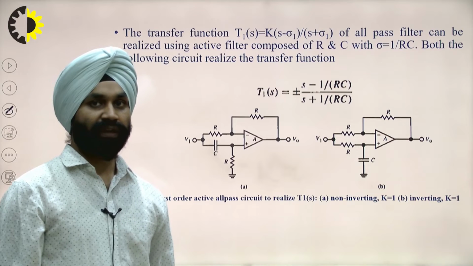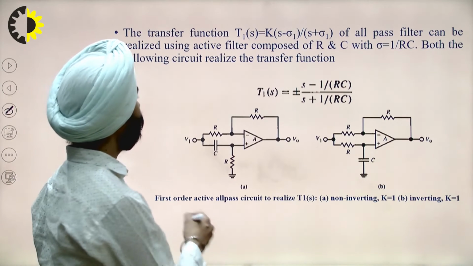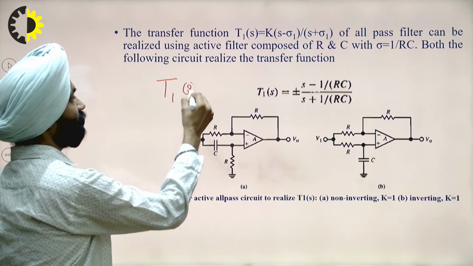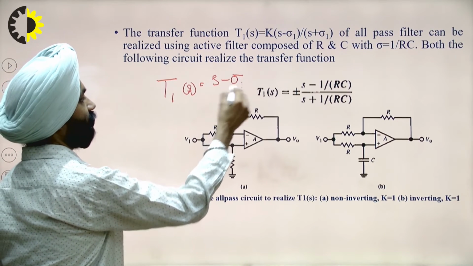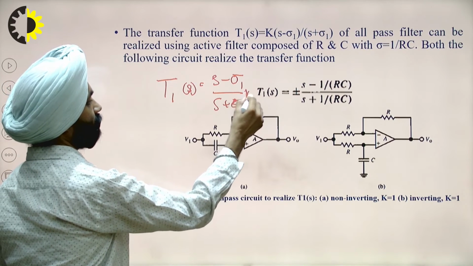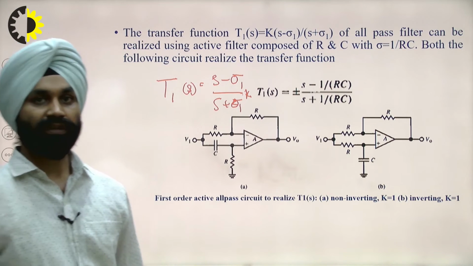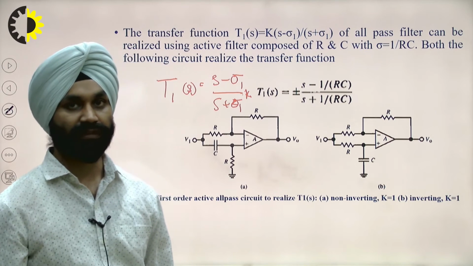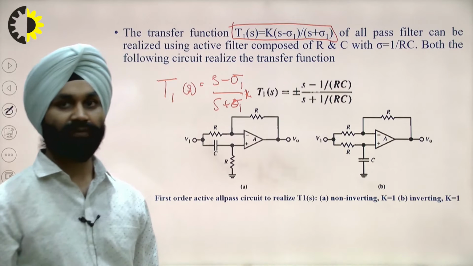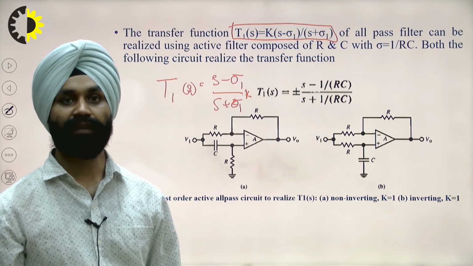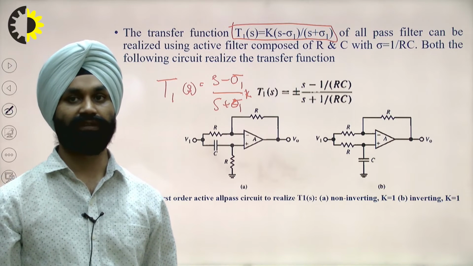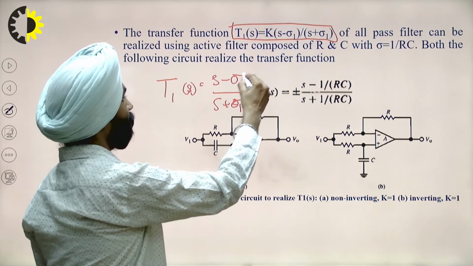Now, how can we create this function? How can we create a first order all pass filter with T1(s) equal to K times (S minus psi 1) upon (S plus psi 1)? For this transfer function, the all pass filter can be realized by using RC components with psi as 1/RC.